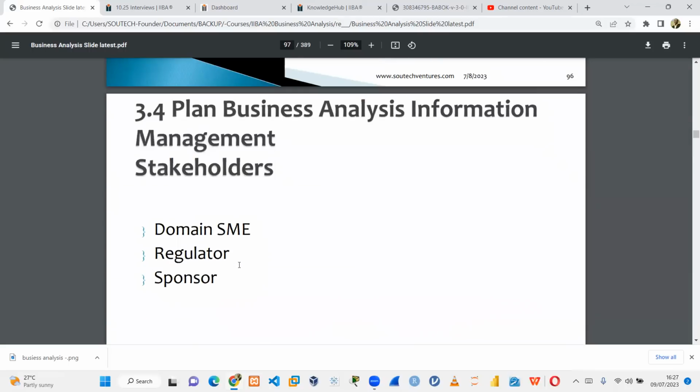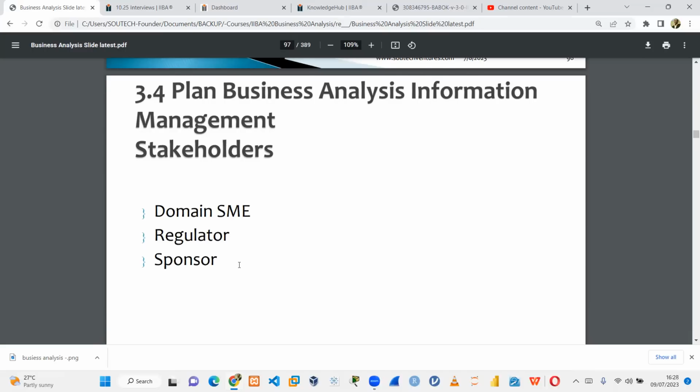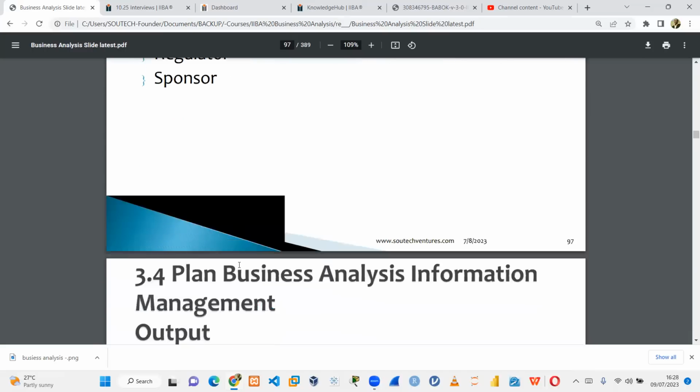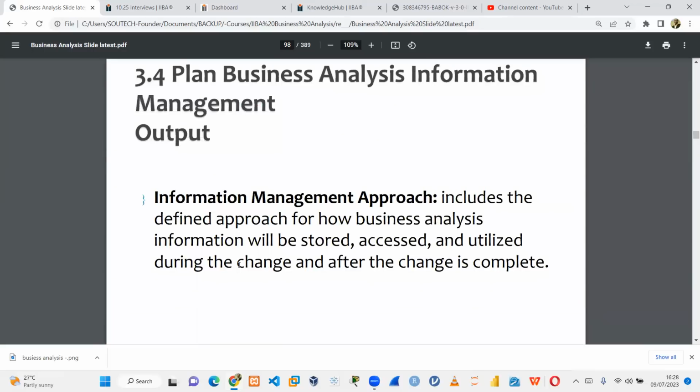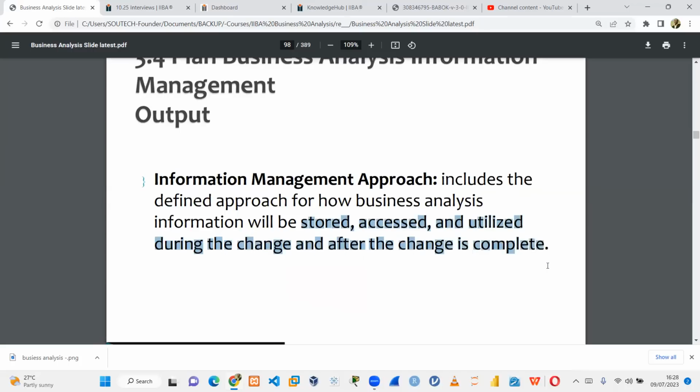Then who are some of the stakeholders? So we have domain subject matter experts, we have regulators, and we have sponsors. What are you going to have at the end of the day? You're going to have an information management approach. So you're going to have an approach that will tell how you're going to store, how you're going to access, and how you're going to utilize those documents, that information, during change, and of course, after the change is complete.